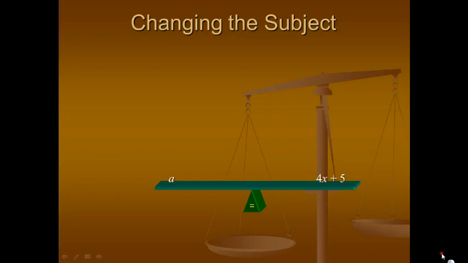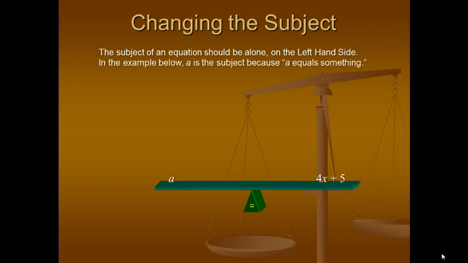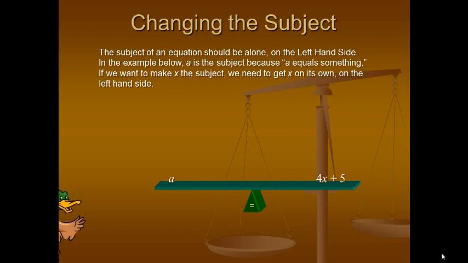Changing the subject of an equation. The subject of an equation should be alone on the left-hand side. In the example below, a is a subject because a equals something. If we want to make x the subject, we need to get x on its own, on the left-hand side.